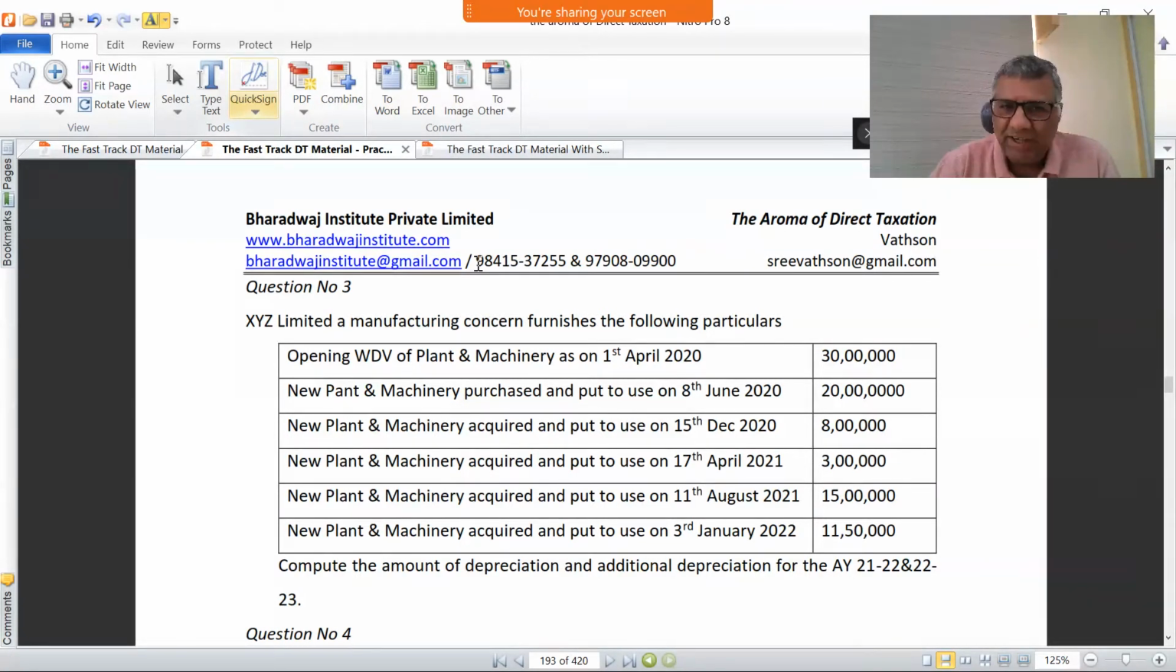Question number 3. I'll come to question number 2 later. Additions, I will deal with it quickly but neatly. Question number 3. XYZ Limited, a manufacturing concern, furnishes the following. Opening WDV of plant and machinery 30 lakhs. Asset purchased on 8th June 20 lakhs only, my dear friends. 20 lakhs, not 2 crores, 20 lakhs. 15th December, 8 lakhs.